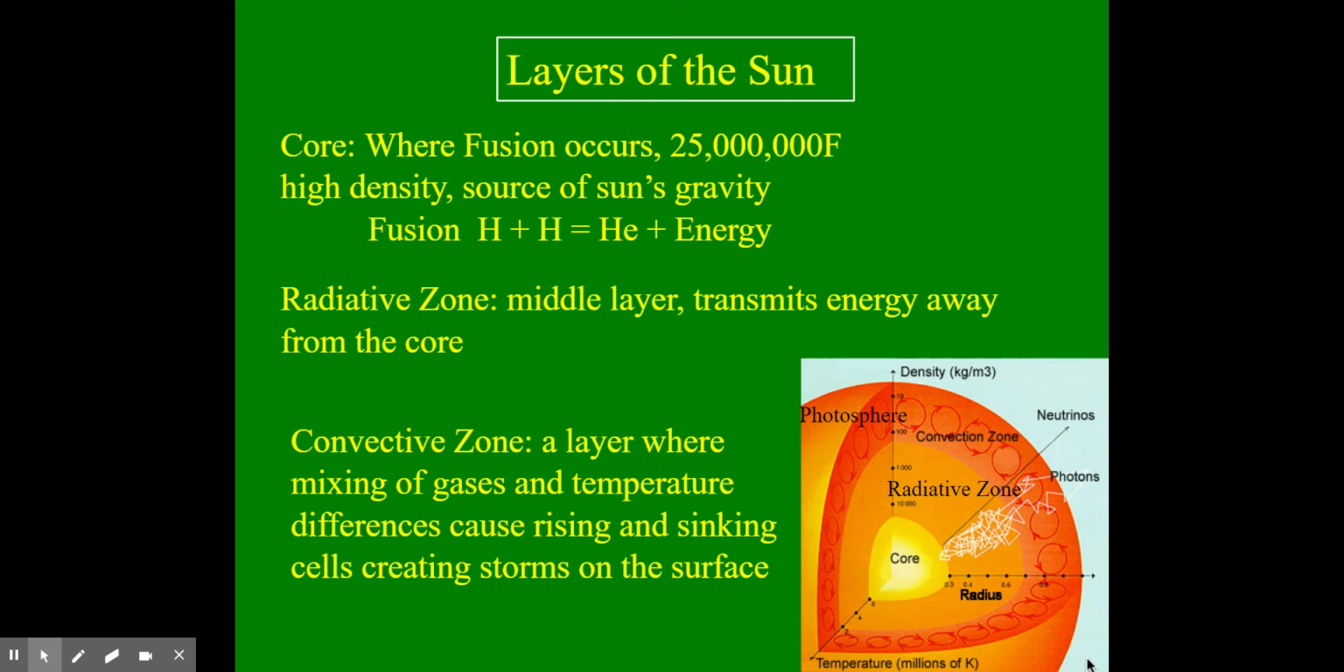And this is what creates all of these storms on the surface of the sun. So that convective zone is a very active, turbulent layer where it's constantly bringing up hotter gases to the surface, and then those cooler gases sink back down inside and get heated up again. This all happens inside the convective zone of the sun.